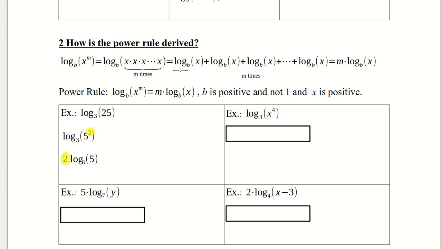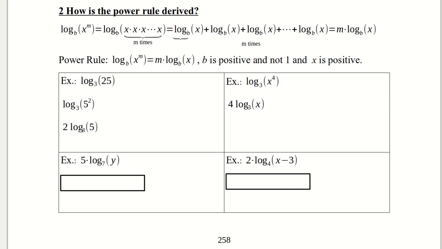Our next example is even more straightforward. The exponent is clearly 4, so no factoring there. It tells us exactly what it is. So that 4 comes out front and gives us 4 times log base 3 of x. So we've used the power rule to make an exponent into a coefficient.